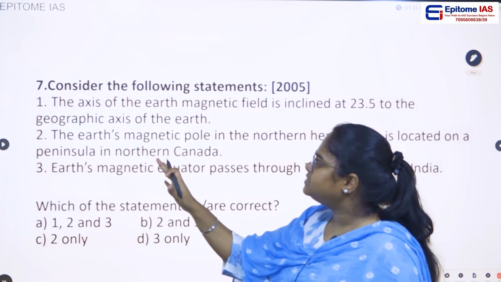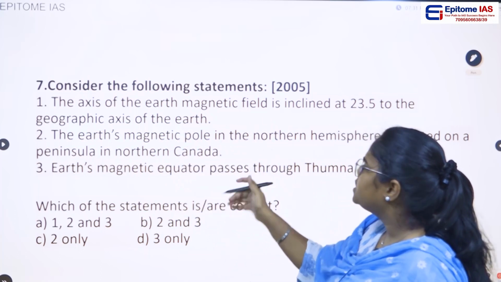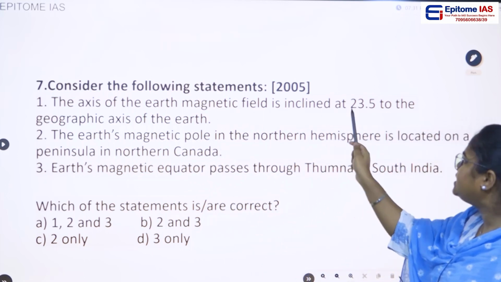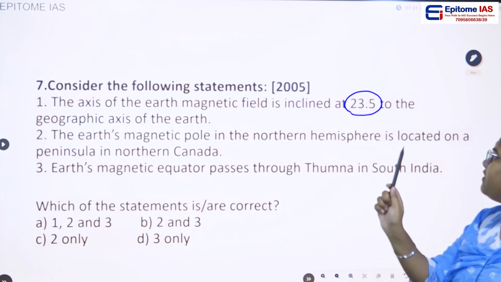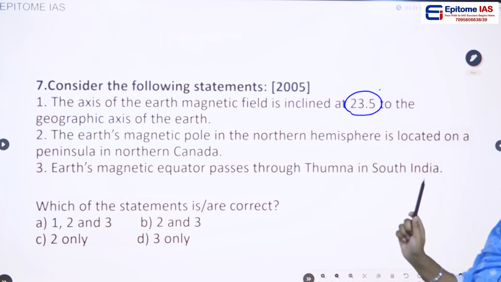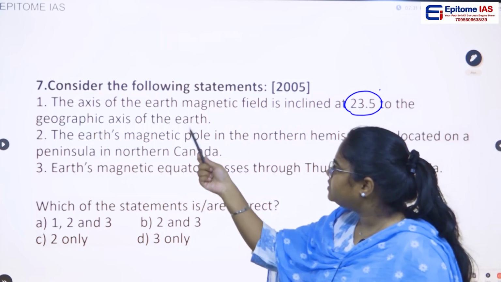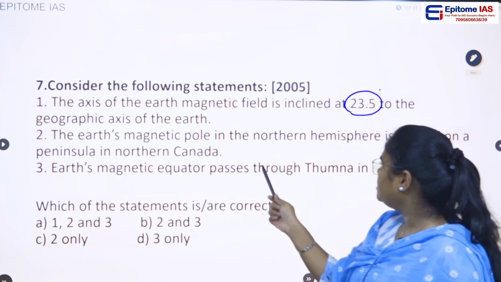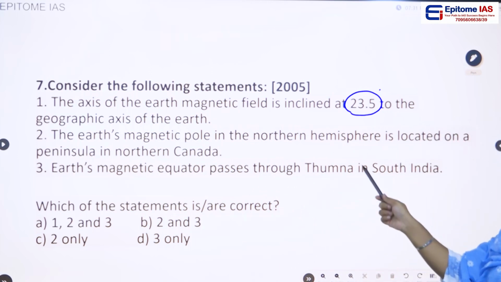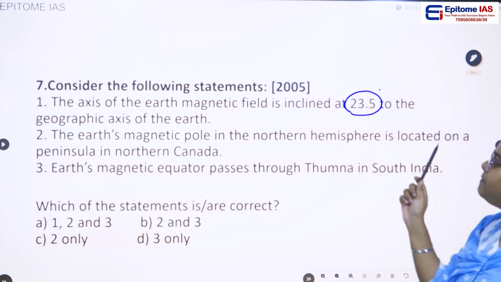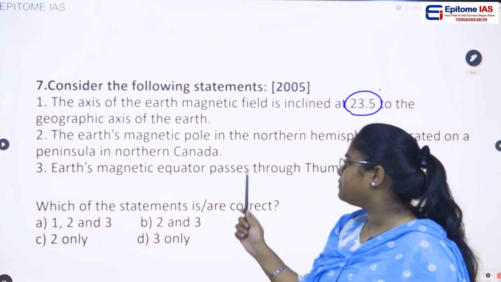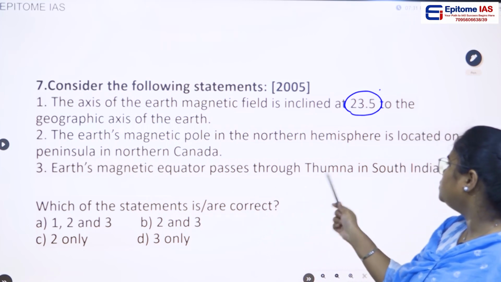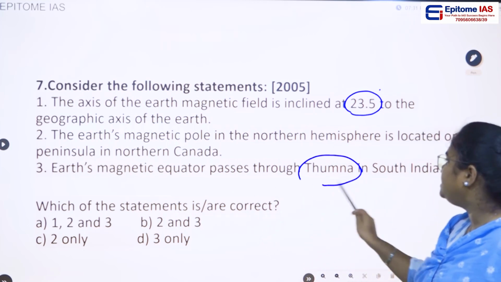So the next question is, consider the following statements. Statement 1, the axis of the Earth's magnetic field is inclined at 23.5 degrees to the geographic axis of the Earth. Statement 2, the Earth's magnetic pole in the northern hemisphere is located on a peninsula in northern Canada. Statement 3, Earth's magnetic equator passes through Thumba in South India.